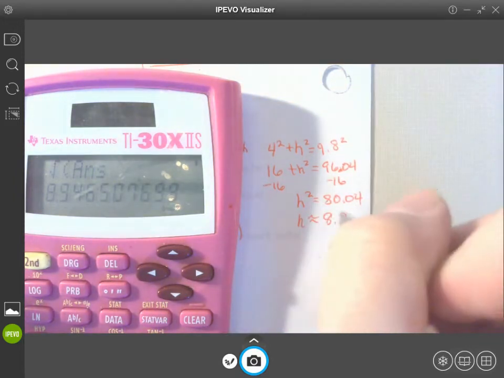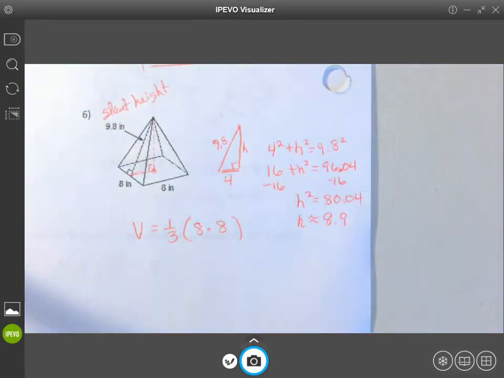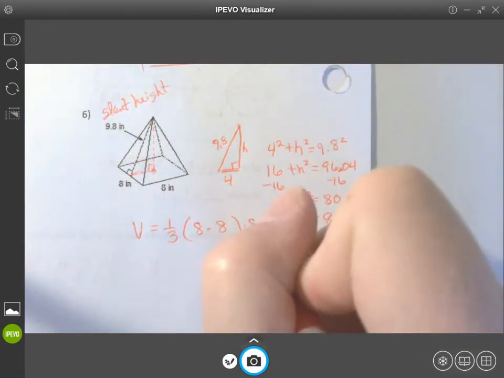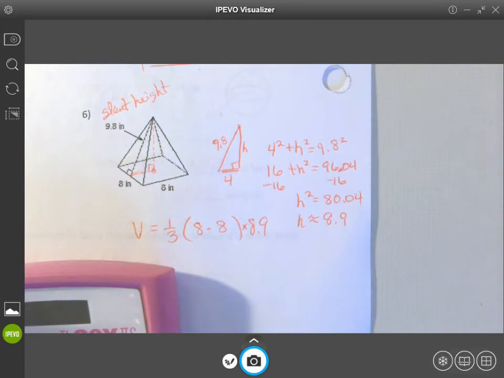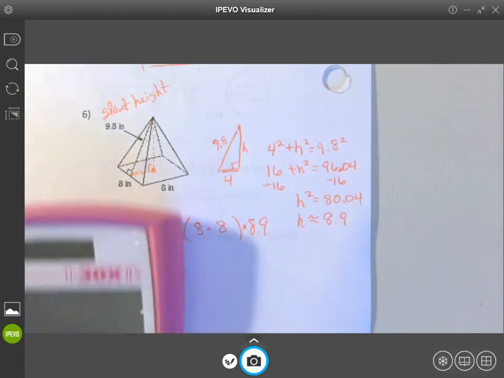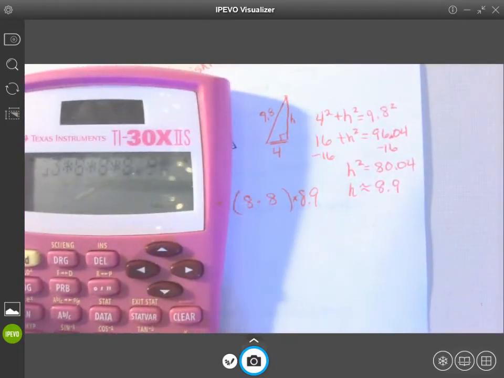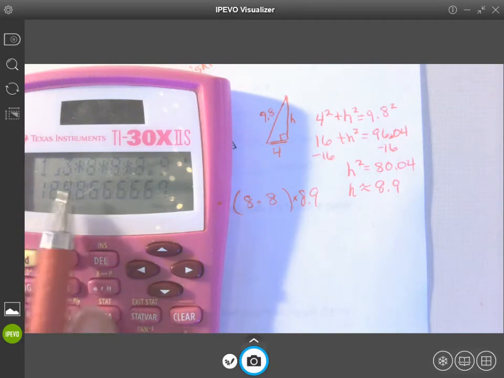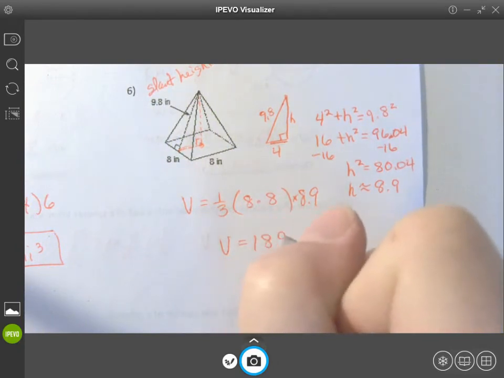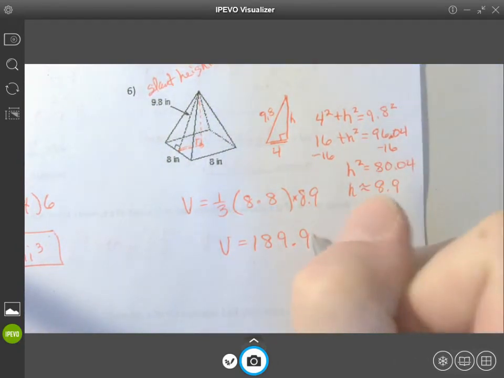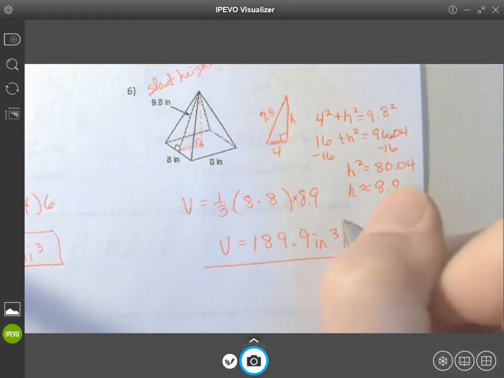If we want to be more precise, we can keep a couple more decimals. Okay, so that is the height, 8.9. So I had to do a little extra work to find it. All right, type it in. 1/3 times 8 times 8 times our 8.9. Again, if you wanted to be more exact, you could keep a couple more decimal places. I got 189.9. 189.9 what? Inches cubed, because we're finding volume.